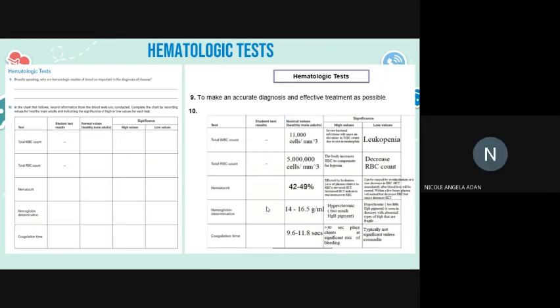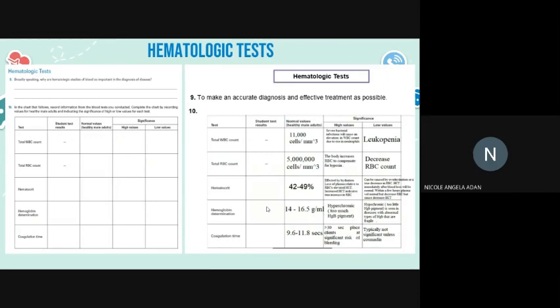For hematologic test, number 9, broadly speaking, why are hematologic studies of blood so important in the diagnosis of disease? To make an accurate diagnosis and effective treatment as possible. For number 10, record the information from blood tests you conducted. Since we didn't do a blood test, we only get the normal values and the significance.